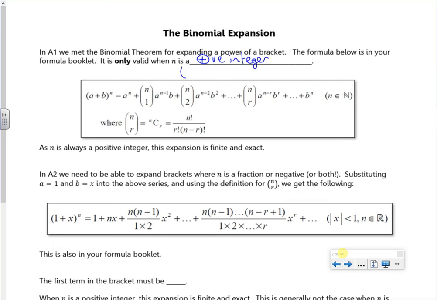So you had, I don't know, 3x plus 2 to the power 5. That's what it works for. Just going to pause and reset the board. Right, back again. So we have this formula which we've used.